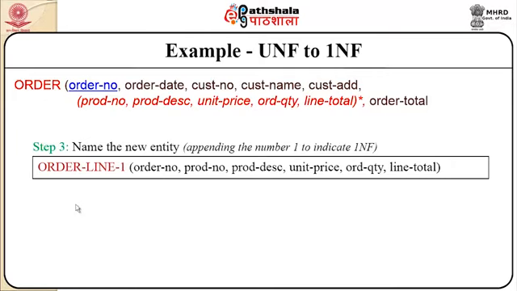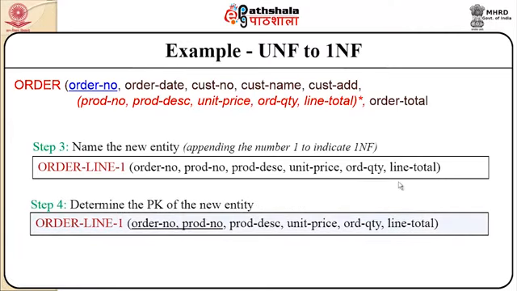So, order number is the primary key in this particular relation. Now, we may have to name the new entity. I call this new entity order line 1, which has order number, product number, product description, unit price, order quantity, and line total. And now, I have to determine the primary key of this new entity, where in order line 1, product number and order number together become the primary key for this new relation. So, it is not just that order number alone is the primary key of this relation, but order number and product number together make it the primary key of the newer relation.